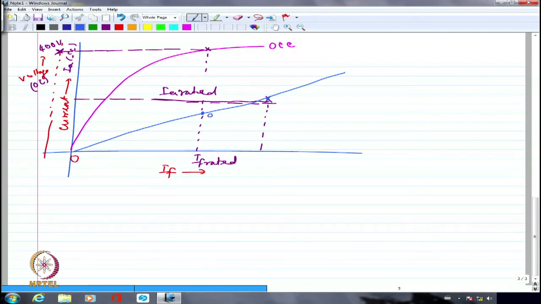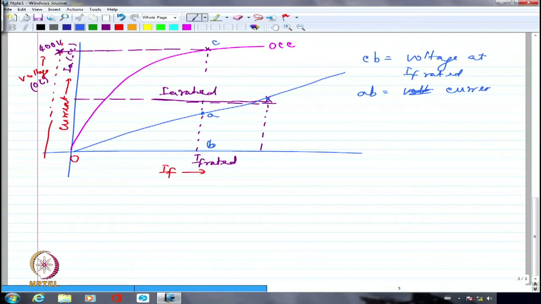Let me call this AB. Let me call this voltage CB. So CB is the voltage at IF rated. AB is the current at IF rated. So I'm going to say that ZS is equal to CB divided by AB. That is what is ZS.